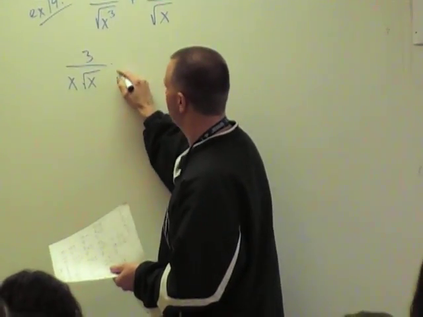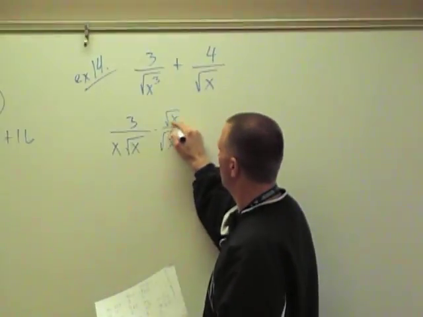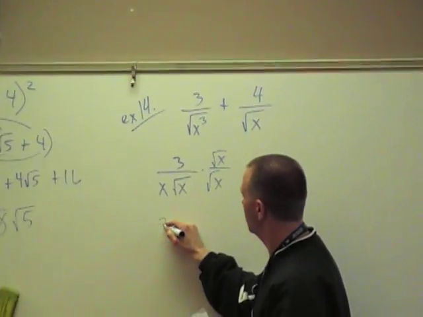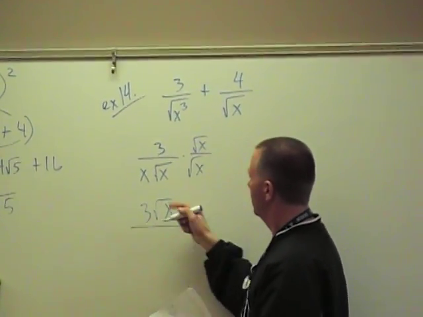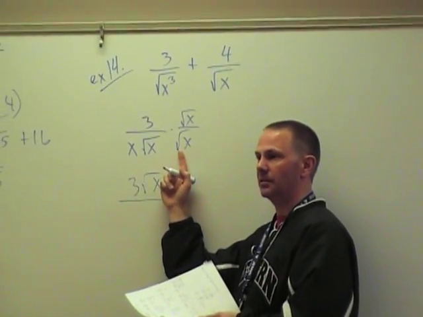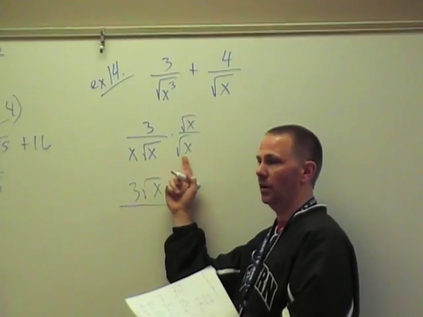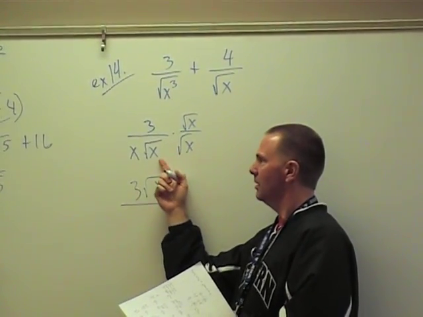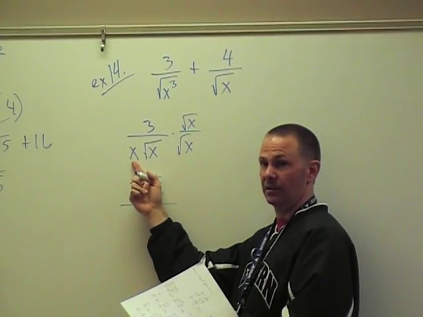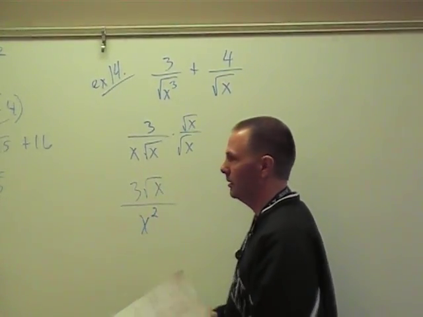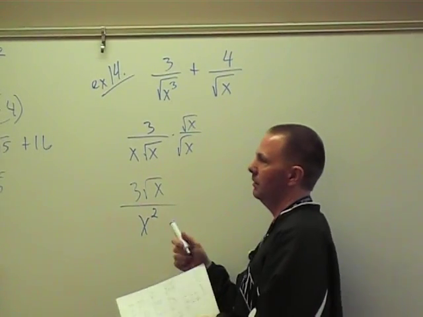Alright, so I rationalize this by taking the square root of x times the square root of x over the square root of x. This now becomes 3 radical x. Here you have 2 radicals together that are the same. That's the square root of x squared, or x. And you have another x. So x times x is x squared. Alright, so who simplified the left?